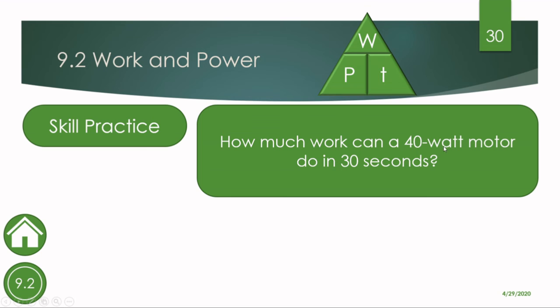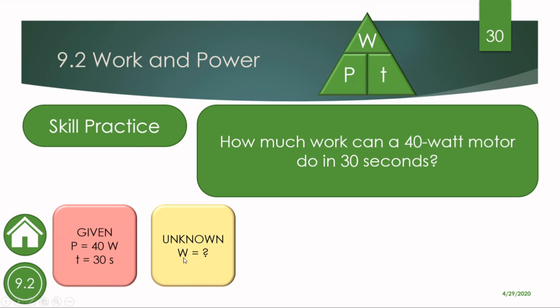How much work can a 40-watt motor do in 30 seconds? What information are we given? We're told that the power output of the motor is 40 watts, so P equals 40 watts. W stands for watts. And we're told that the time is 30 seconds, so T equals 30 seconds. What are we trying to solve for? We're trying to solve for the amount of work.